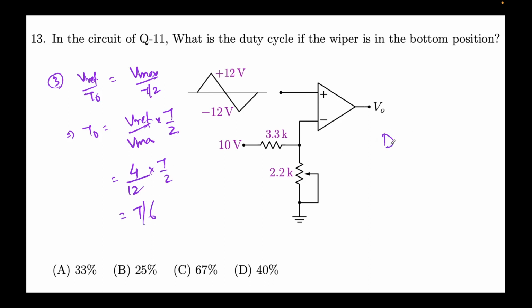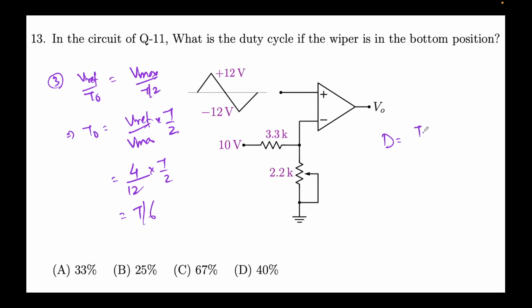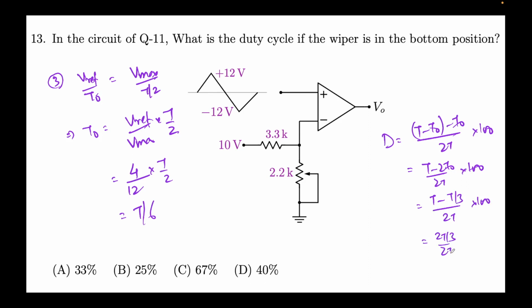Okay, now duty cycle D, if you recall, will be t minus t naught minus t naught over 2t, into 100. So this will be t minus 2t naught over 2t into 100. t minus 2t naught will come out to be 2t by 3, over 2t, times 100. This comes out to be 33%. So option A.